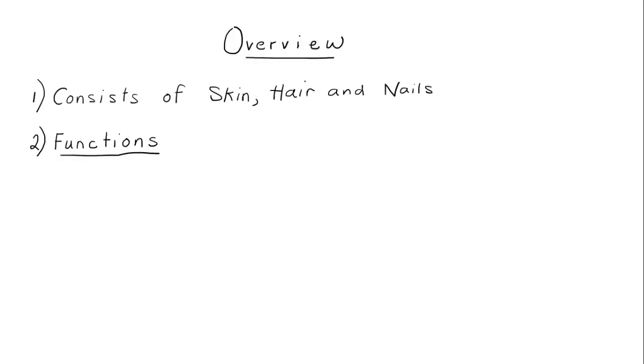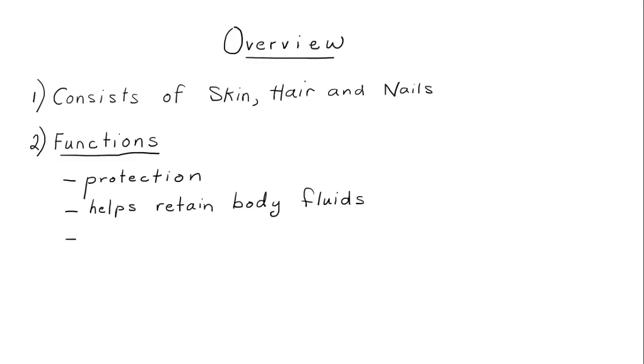The integumentary system has various functions. Number one, it protects from disease, pathogens. Number two, it helps to retain body fluids. And number three, it helps to eliminate wastes, such as wastes that are eliminated through sweat. For this reason, the integumentary system is sometimes included in the category of excretory systems, or organ systems that excrete products that we no longer need.